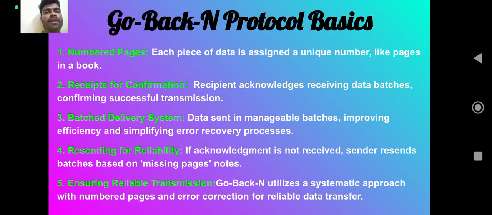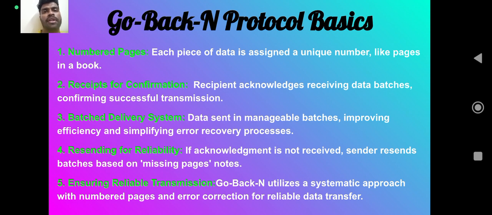Now let us see the Go Back N Protocol basics. Numbered pages: as I told you in the previous slide, the data packets are numbered. The same statement is visible here. That is, each piece of data is assigned a unique number. Recipient acknowledgement: receiving data batches and confirming successful transmission. Once the data is received by the receiver, it will send the acknowledgement to the sender saying that the data has reached the destination successfully.